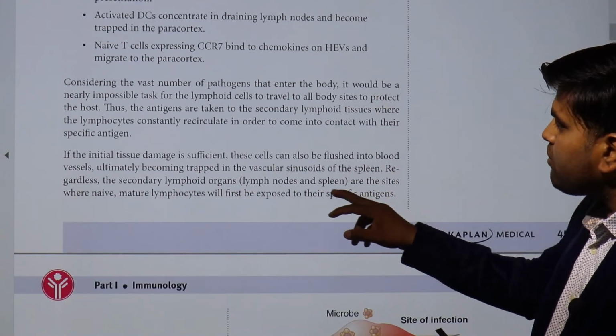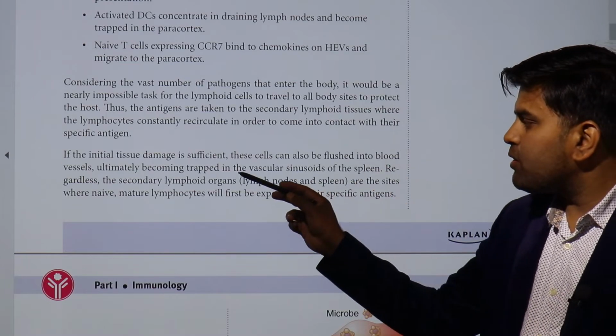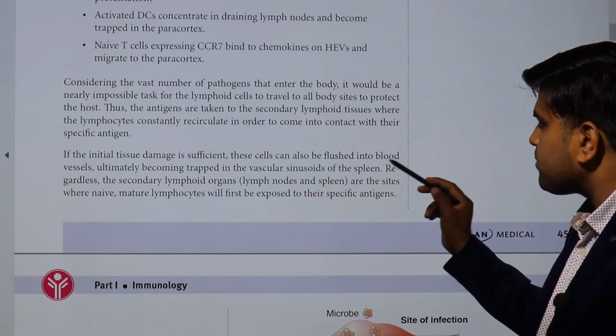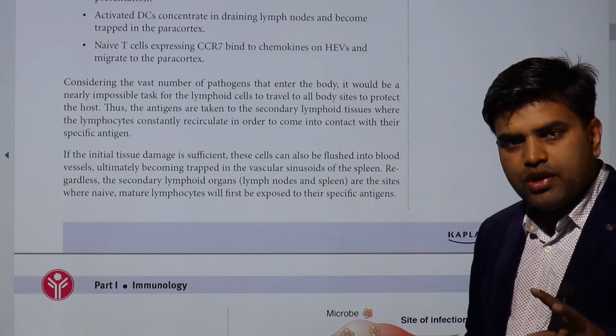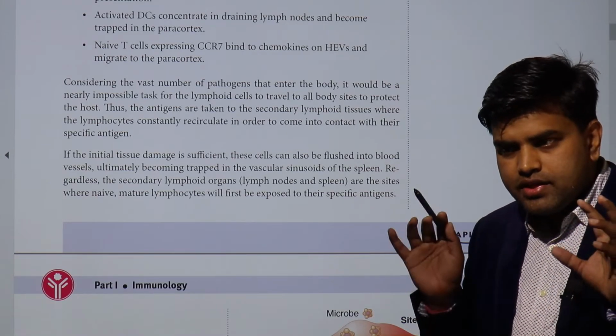If the initial tissue damage is sufficient, these cells can also flush into the blood vessel, ultimately becoming trapped in the vascular sinusoid of the spleen. So one thing is important to understand: there are two places where this T cell can be found.